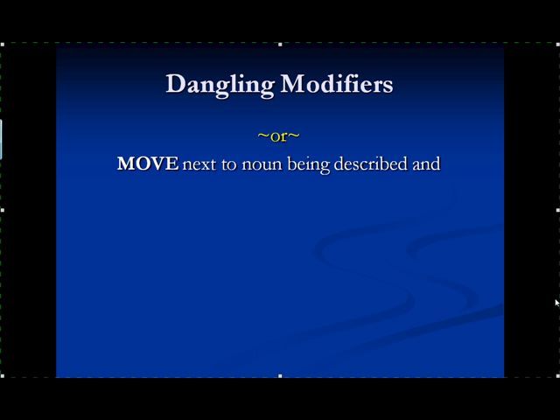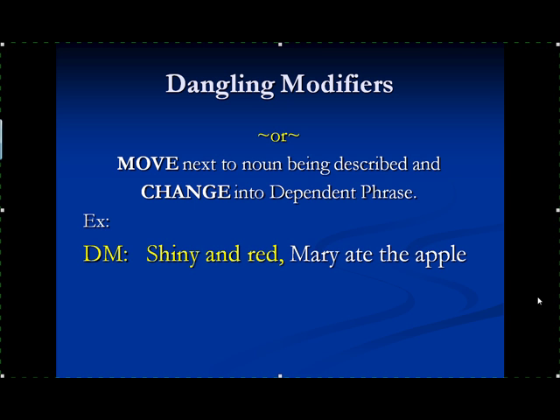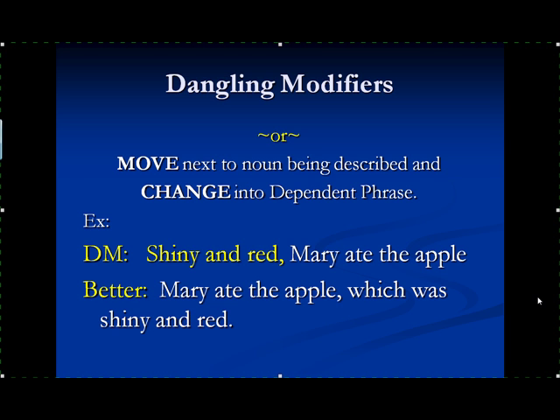Now sometimes we will move the dangling modifier. Remember, with misplaced modifiers, we always move the modifier. But in this case, sometimes we will move the dangling modifier. But when we move it, the best way to fix the sentence is to change that moved phrase into a dependent word phrase. Here's an example. Shiny and red, Mary ate the apple. Okay, what we've done is we've moved the phrase closer to apple. Mary ate the apple, which was shiny and red. Now, which is the dependent word, which is referring to the subject apple right next to it, and we have was as the verb. So we have all three elements still for the dependent word phrase.